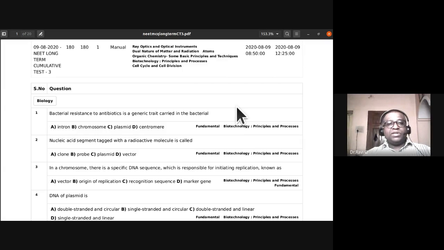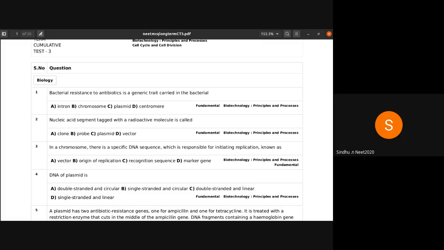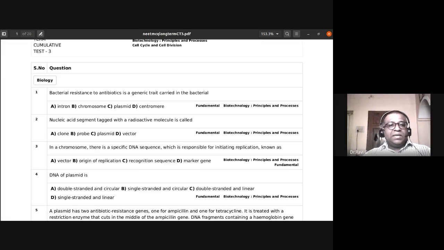The first question: bacterial resistance to antibiotics is a genetic trait carried in the bacterial component. They have given four choices: intron, chromosome, plasmid, and centromere. Which is that component? What is the answer for this? Plasmid. Yes, the plasmid is the answer.